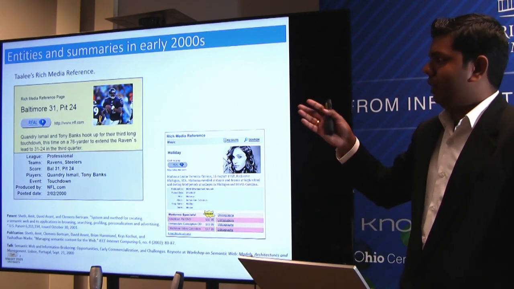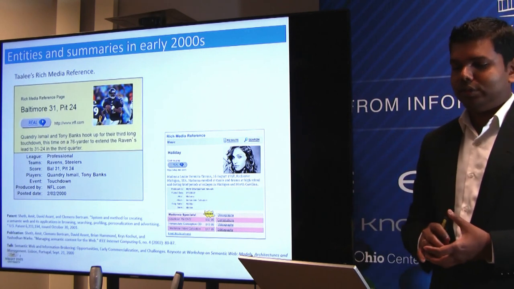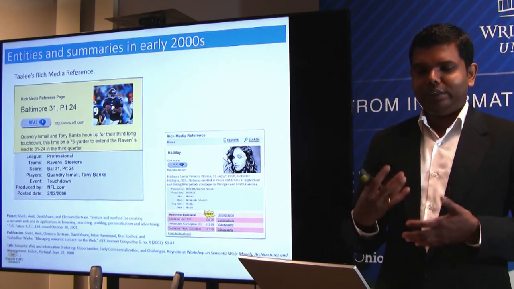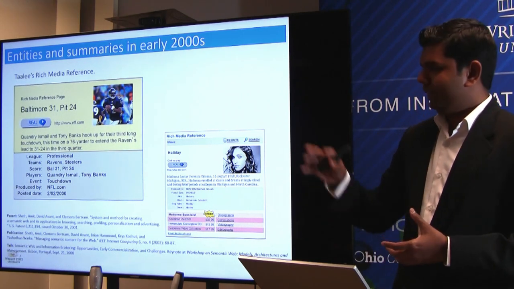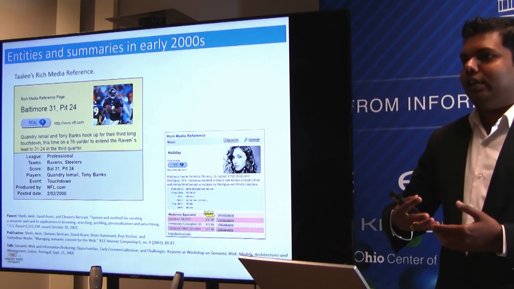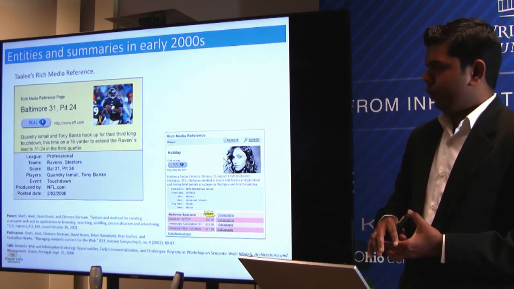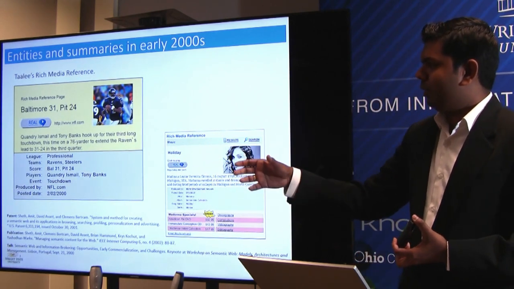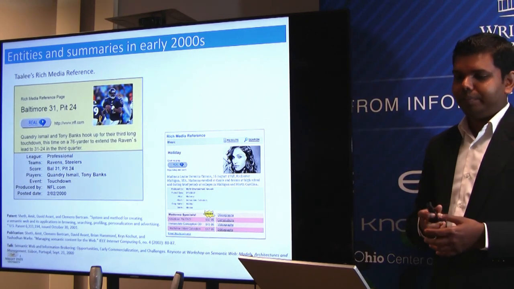So for example, Thales rich media reference that we got to know in early 2000s. Dr. Sheth is part of that creating this ecosystem or the framework. Basically, they had an ontology and also a data layer extracted from the text on the web. So these are examples of how a summary or concise representation of facts coming from the knowledge graph at that time.